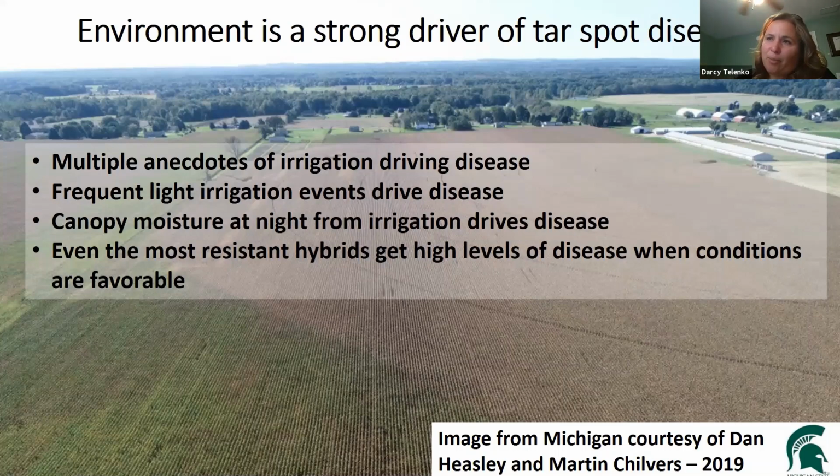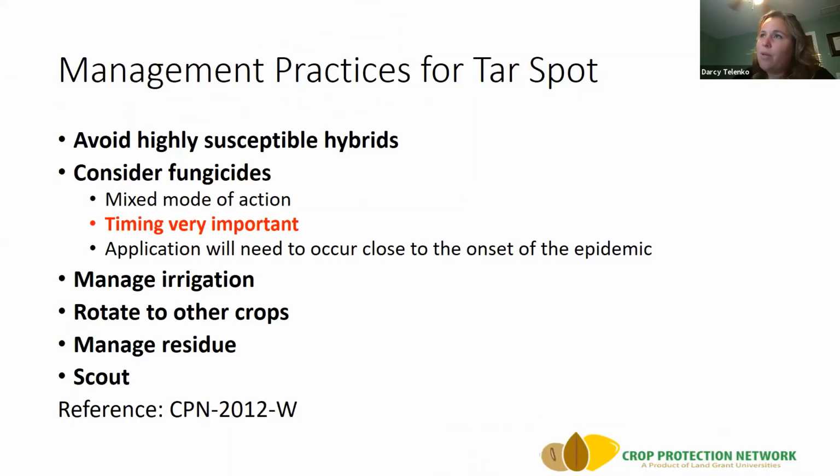And then we're trying to figure out the best timings for irrigation, to get the leaves to dry down fast enough to minimize disease risk within those areas. So again, for tar spot, if you can, try to avoid susceptible hybrids. Hopefully we'll get more hybrid data out in the next couple of years. If you're looking at fungicides, we're recommending a mixed mode of action, but again, timing is very important.